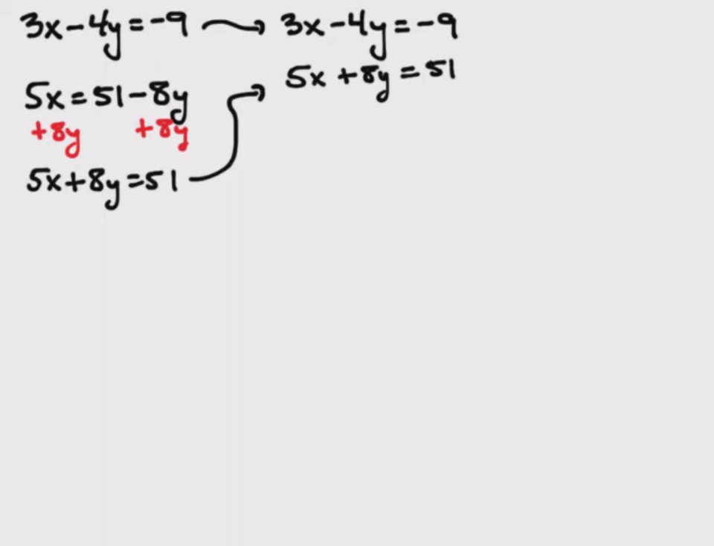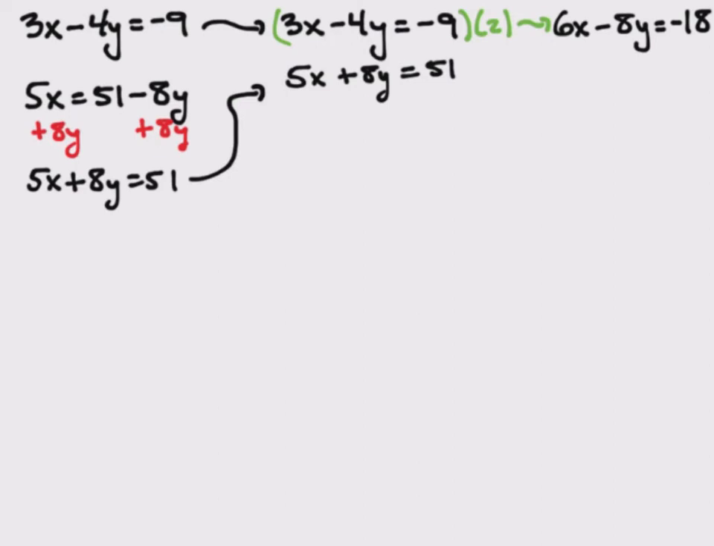All right, unfortunately, we don't have any terms that, when we add them to each other, will give 0 right away. But I'm looking at this negative 4y in our first equation and this 8y in our second. If we multiply both sides of this first equation by 2, we'll get a negative 8y. And then if we add negative 8y to 8y, we'll get 0. So let's multiply both sides of this first equation by 2. All right, now we've got the equation 6x minus 8y equals negative 18.